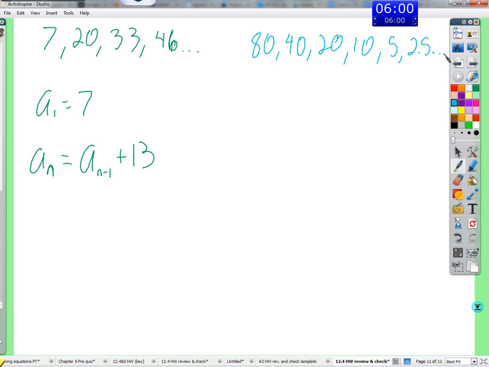So a sub 1 can be whatever we want as long as it's in the sequence, but if you have an explicit rule, you can only figure it out past what a sub 1 is. The further back you go when you give them the a sub 1.